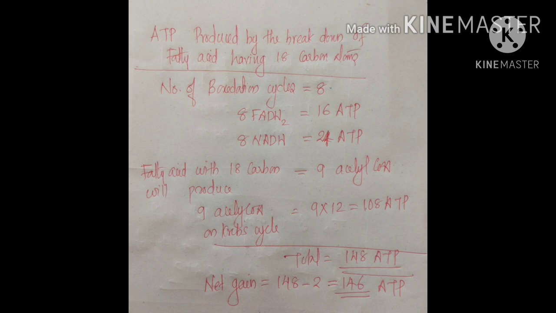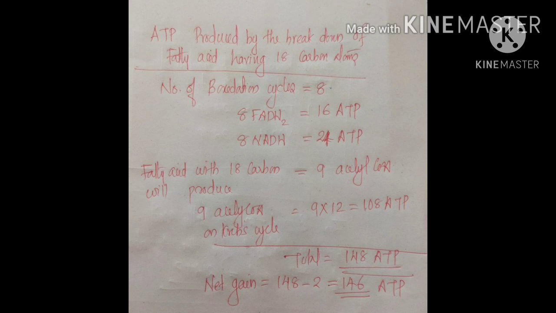Okay, you know that the fatty acid having 18 carbon atoms is nothing but stearic acid. How many rounds of beta oxidation cycle will stearic acid perform? 8 rounds. So the number of beta oxidation cycles is equal to 8. One round of beta oxidation produces 1 FADH2 and 1 NADH, isn't it? So 8 rounds of beta oxidation will produce 8 FADH2 and 8 NADH.